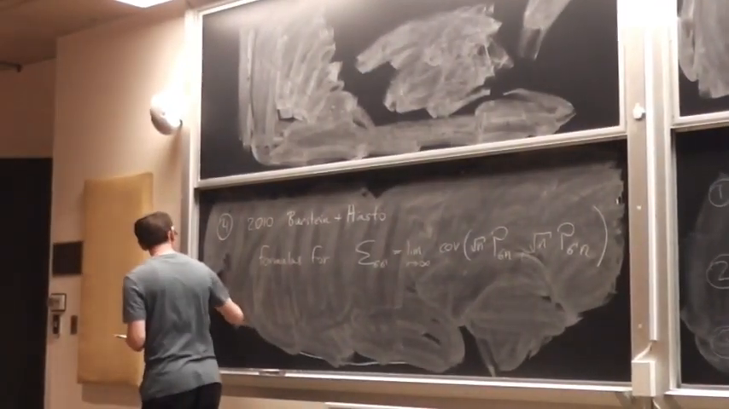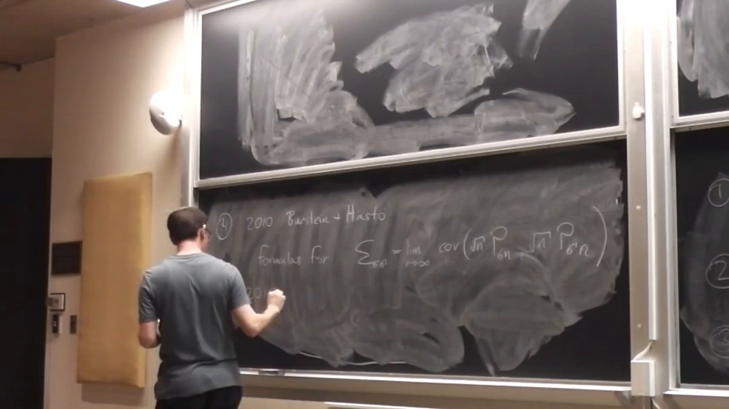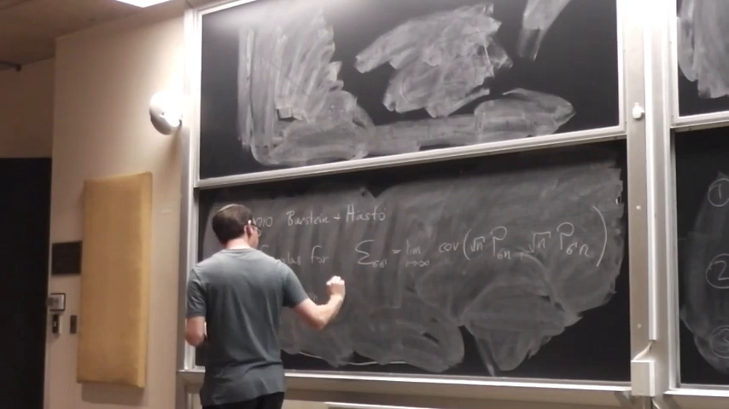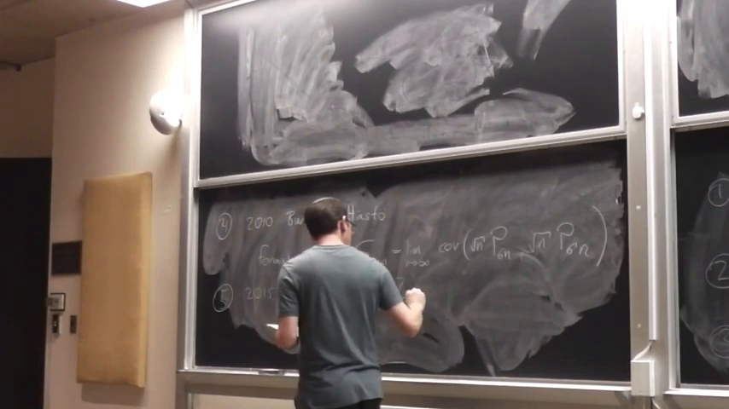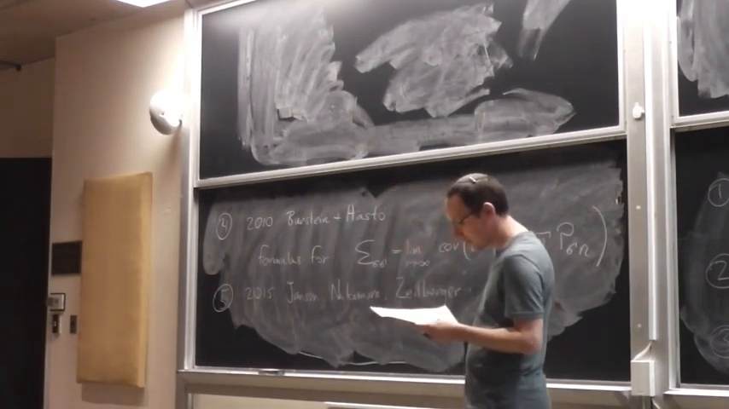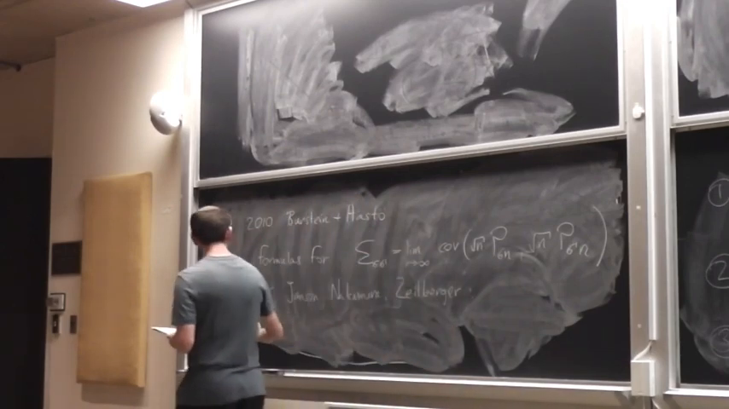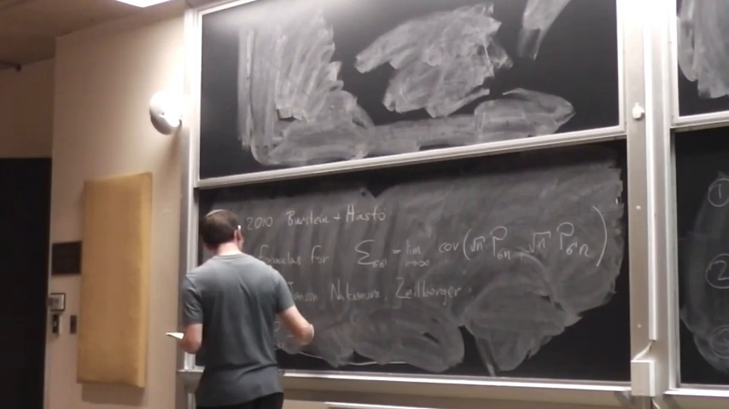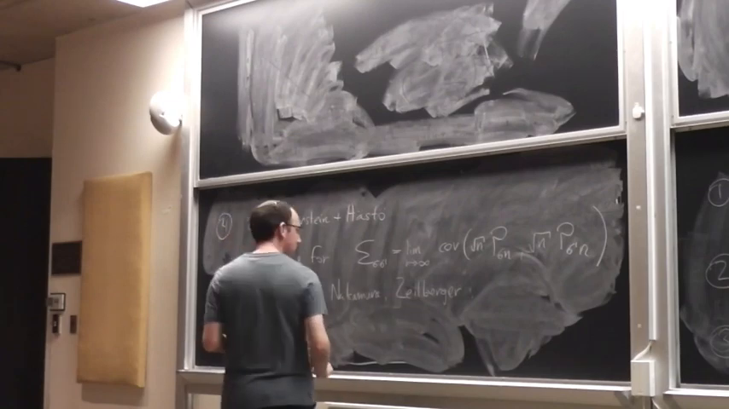And then another result in 2015 by Janson, Nakamura, and Zeilberger is that you actually can say something about the joint distribution. So you multiply by square root of n the difference between the random profile and its expected value. So let's call it UK.